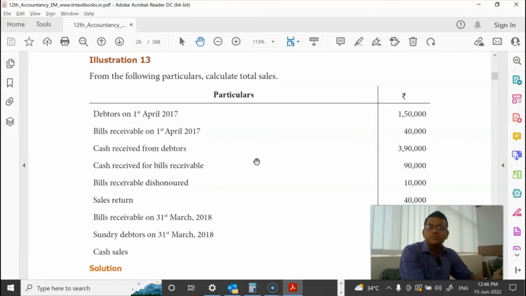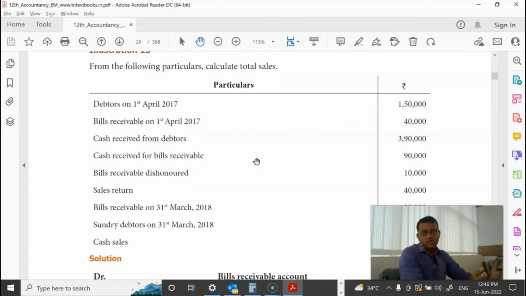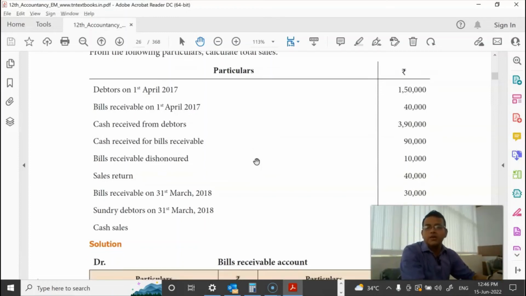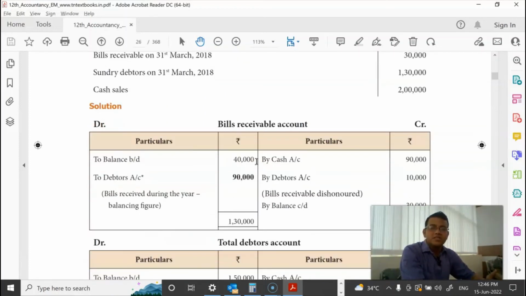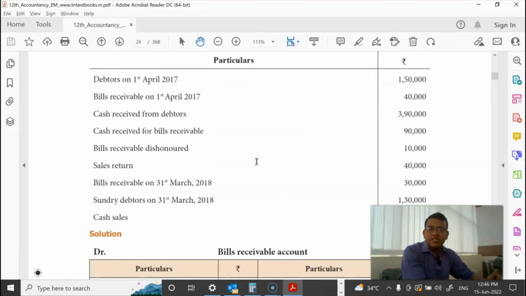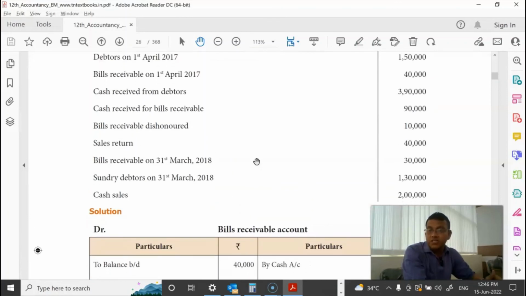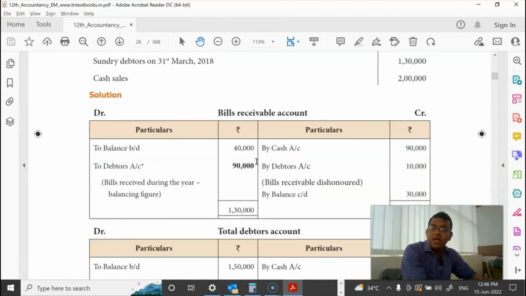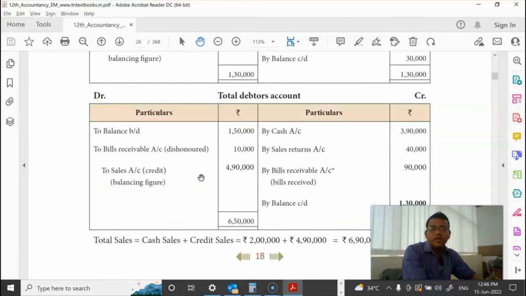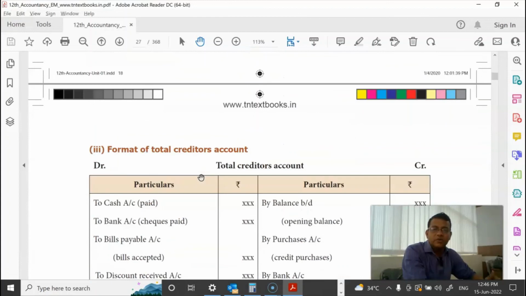We'll do one more so that we arrive at the total sales. Now again I'm repeating, how do we arrive at the total sales? We simply find out the credit sales, we add the cash sales, and then we get the total sales. So over here we are going to prepare the bills receivable, okay, because they have given the bills receivable opening and closing balances, and so you know how much bills have been received during the year, okay, and then you prepare your debtors account, and then finally you arrive at the total sales.